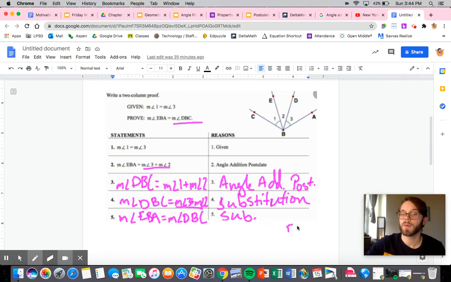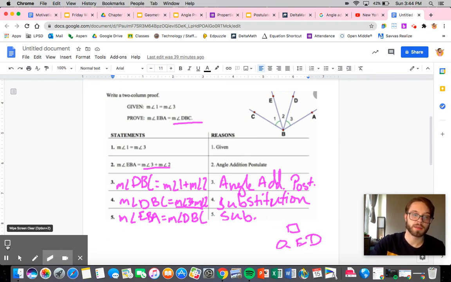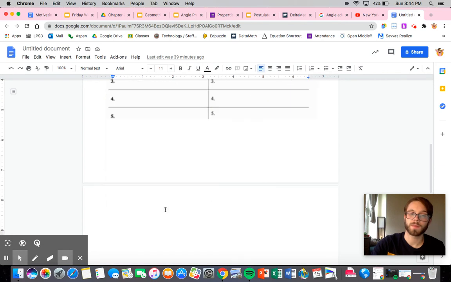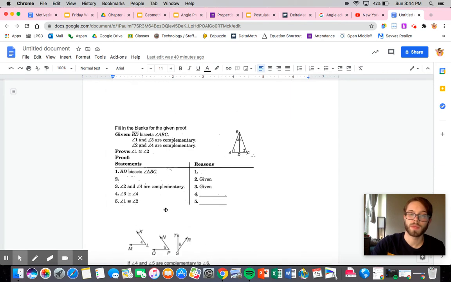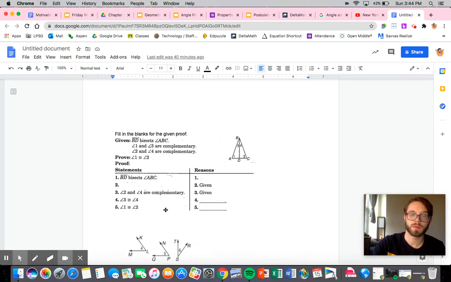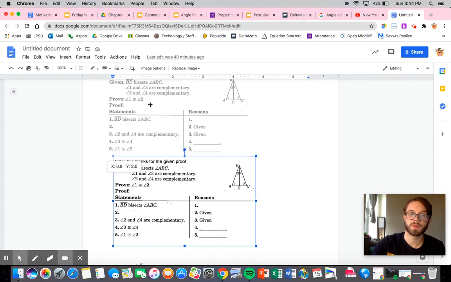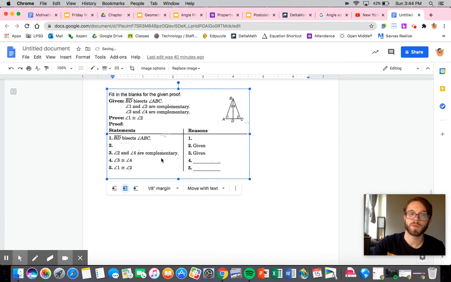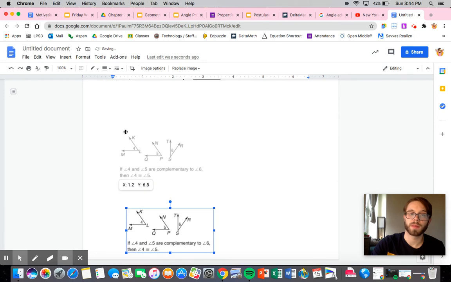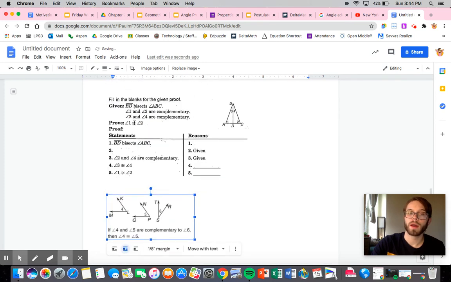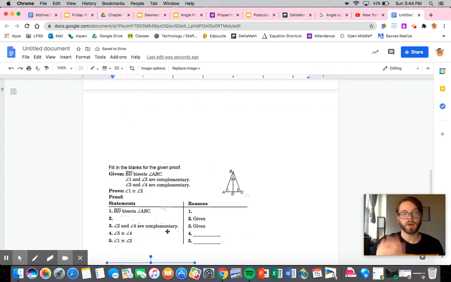All right, so now we're done. Use the little square, the QED, whatever you prefer. All right, so let's move on. Let's look at another one. Let's move that up a little so I can have a little bit more room for that one. All right, so let's fill in the blanks here.